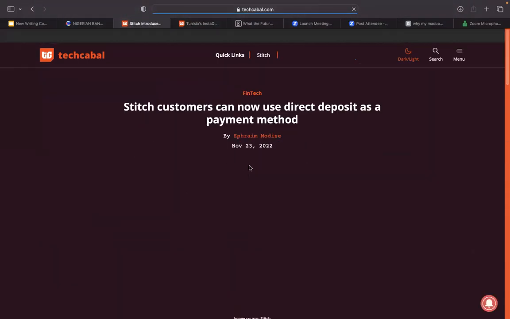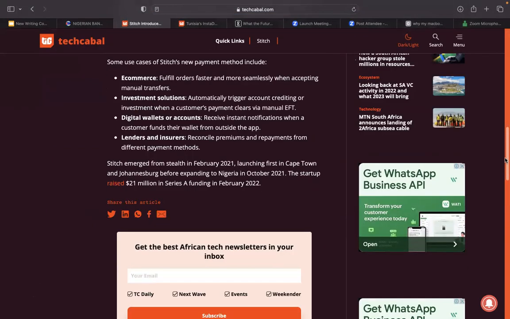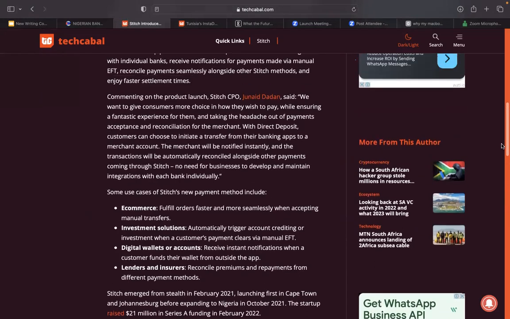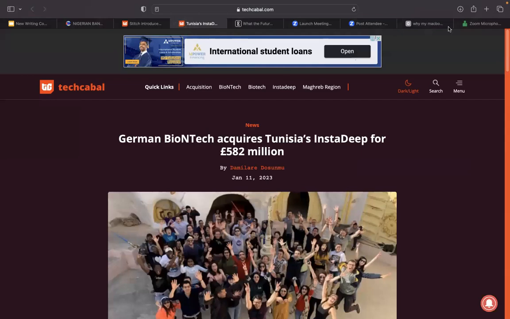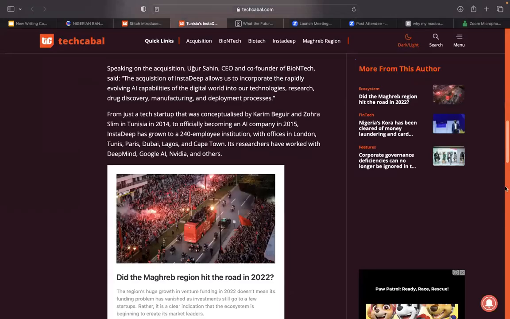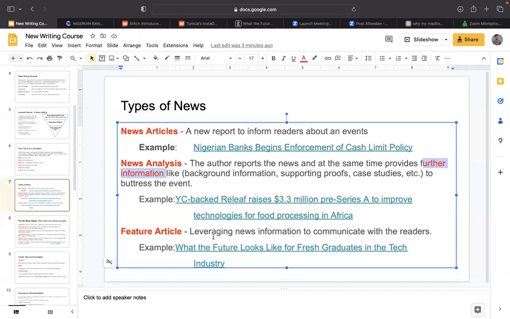Now let's look at this. Yeah, it's brief, straight to the point, with no extra background check. Maybe there is extra background check, but not as detailed as the one in the previous news. And then we have the third one, which we call a feature article.